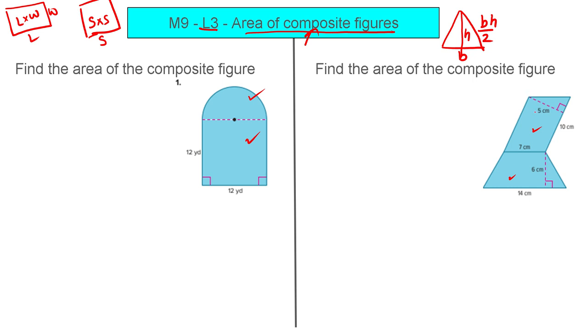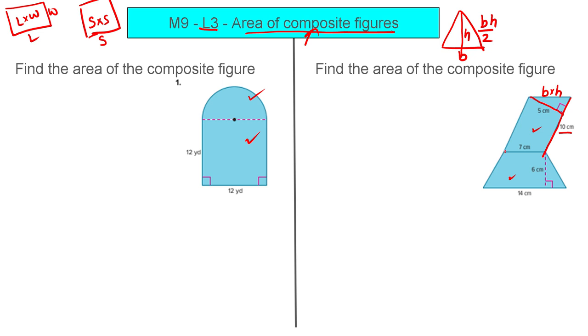If a parallelogram is given, you see this is like a rectangle but tilted. You have to do base multiply height. See, the height is formed on this line, so this will become the base. So if you do the base 10 multiply the height 5, you will get the area of the parallelogram.